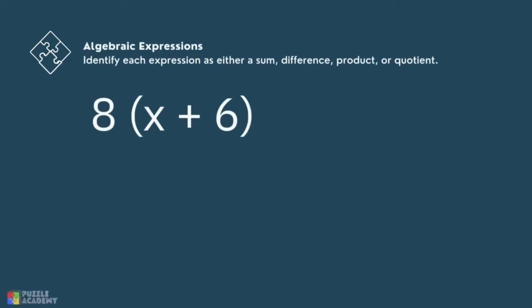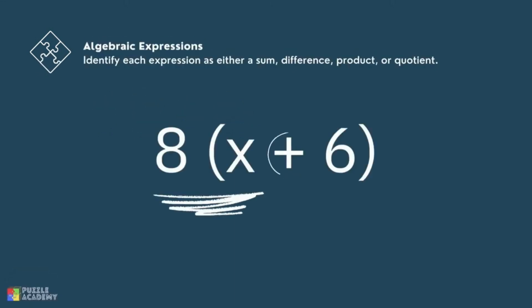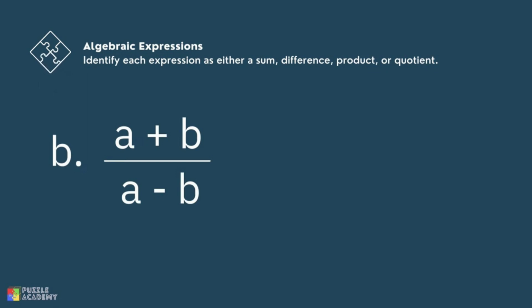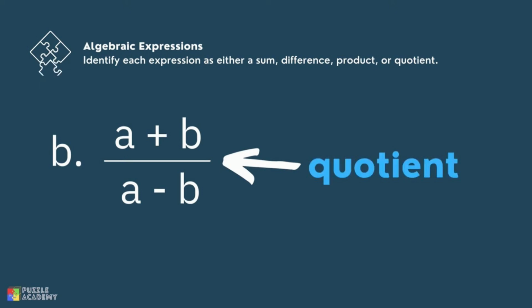Let us proceed now to our first example about algebraic expressions. In this case, we need to identify each expression as either a sum, difference, product, or quotient. So the first given is 8 times x plus 6. In 8 times x plus 6, we add before we multiply. So the expression is a product. Another example, a plus b over a minus b. In this case, the last operation to be performed in the expression is division. So the expression is a quotient.